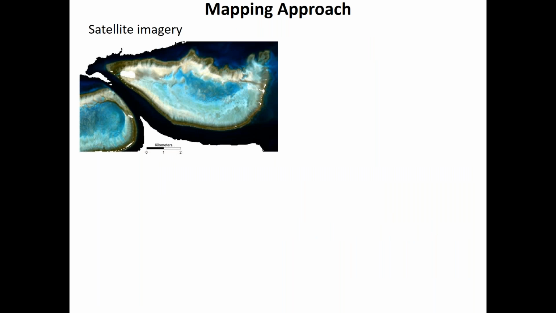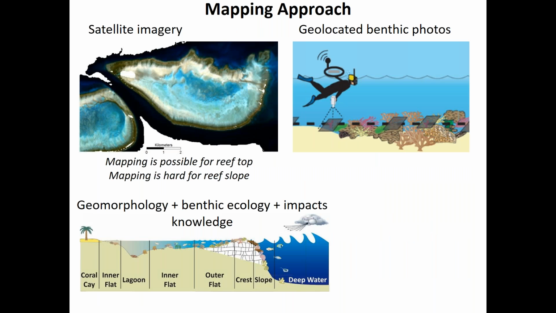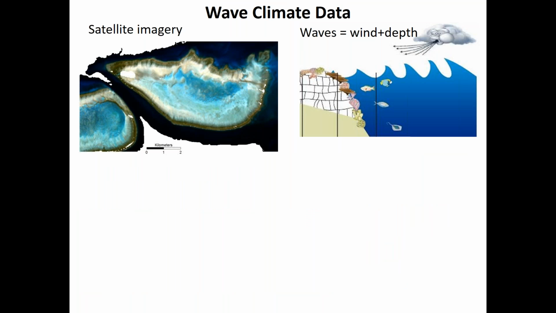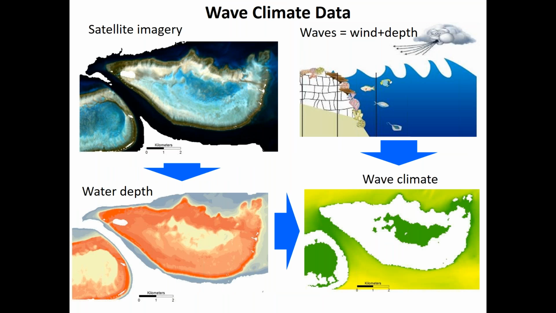So in that we use satellite imagery, field data, our knowledge about the environment, the morphology, the benthic ecology, and the relationships between wave climate and specific coral types. Waves are formed by wind and depth. And so at the moment we had water depth for every image, for every 15-meter pixel of the satellite. We could calculate the wave climate with the help of David Callahan.